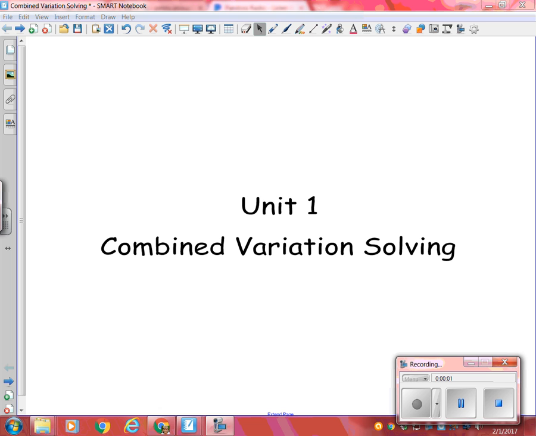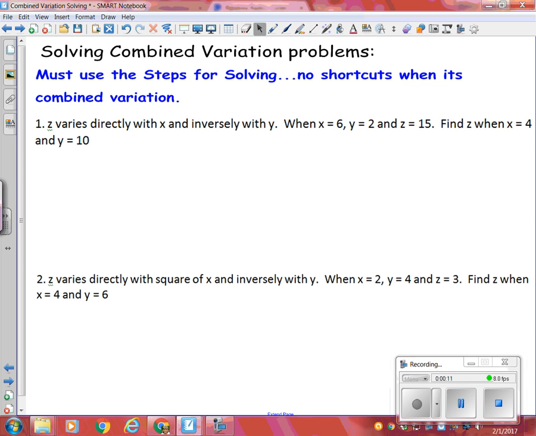This lesson is on combined variation problems, where we're going to solve when there's more than just two variables. We would also have directly related and inversely related, both occurring within the same problem. We could still highlight if we chose to. The first part is going to help me write my generic equation, so I have to go to the steps. Like the note says, you must use the steps for solving. There are no shortcuts when it's combined variation.